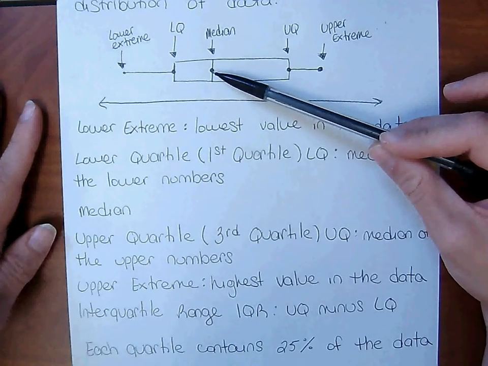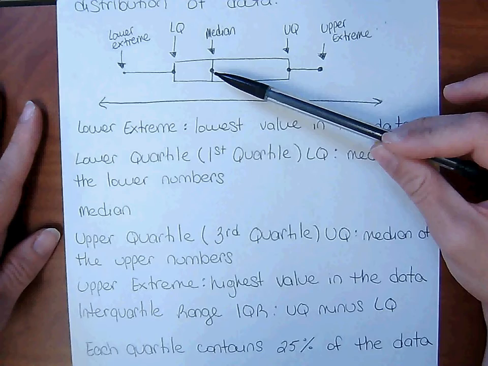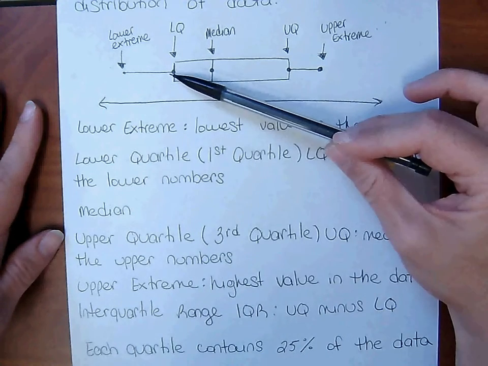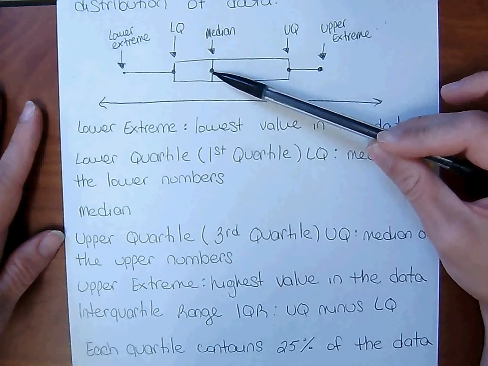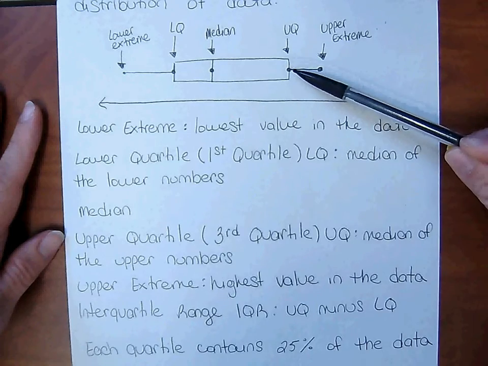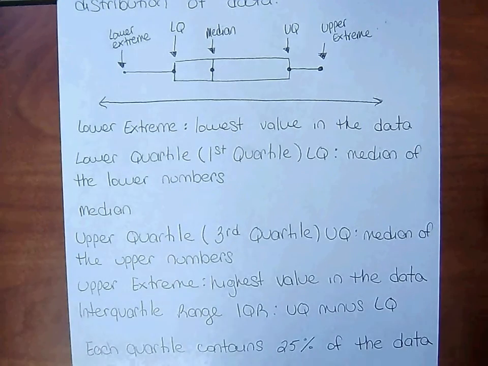However, 25%, or the same amount of data points, are from the lower quartile to the median as there are from the median to the upper quartile. And that's going to be explained more when we construct a box and whisker plot.